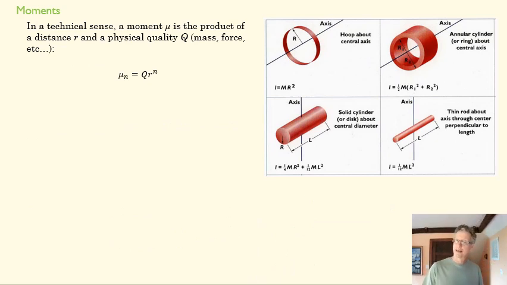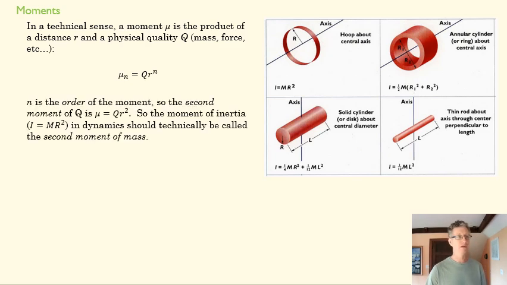Okay, so we talked about the conceptual sense of a moment. What does it mean mathematically? Here we see a mathematical definition of a moment in which this is some physical quantity, Q. This is a distance r, and n, both the exponent here and my subscript here, is the order of the moment. So we can have a first order moment in which n is 1. We can have a second order moment in which n is 2, and so forth.